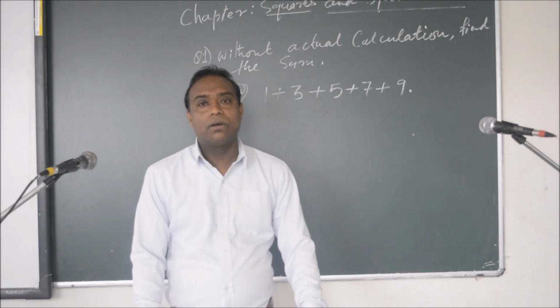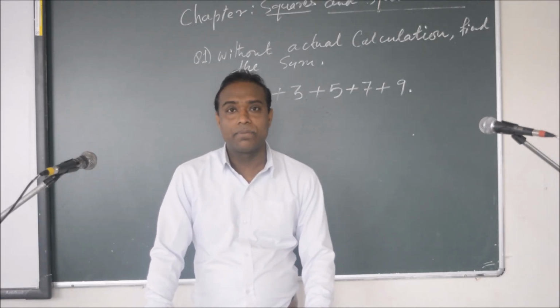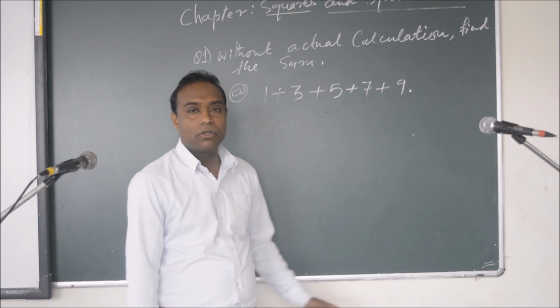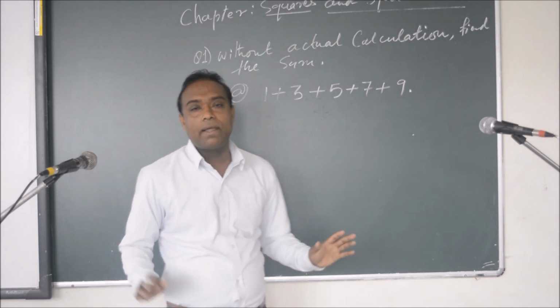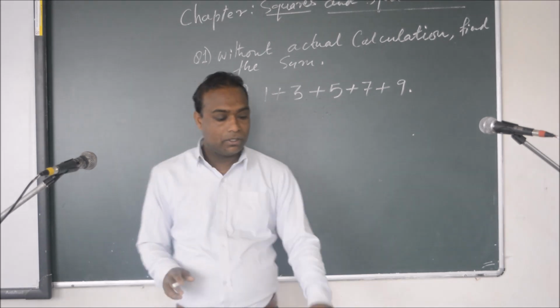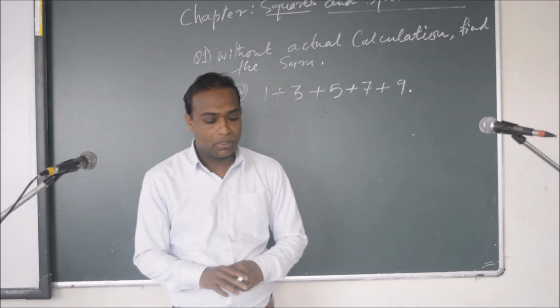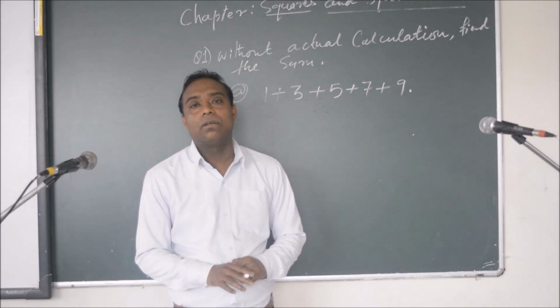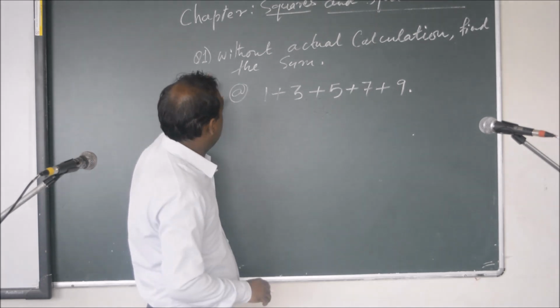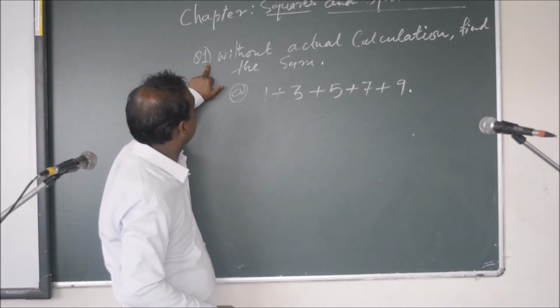So this is for class 8 mathematics, squares and the square root. Last time I taught you about the square and the square root. What is a square? And there I taught you how to find the squares of different numbers. Now today you can see here there is a question.